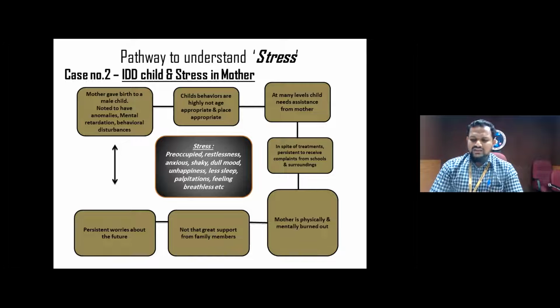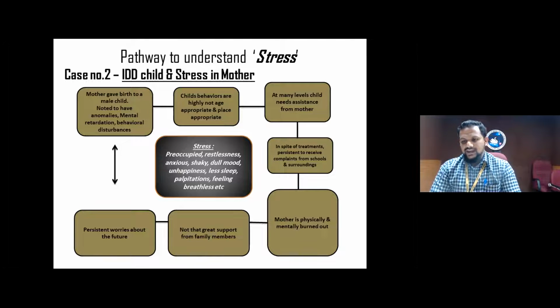So at many levels, the child needs assistance from the mother. In spite of treatment, she persistently receives complaints from school and the surroundings because of the child's behavioral disturbances. Okay, and so now what happened to the mother? The mother became physically and mentally burned out. She is not getting great support from the family members. There are persistent worries about the future, in terms of the child's life and hers. She has been in a state of stress, with preoccupation, restlessness, anxiety, shakiness, a dull mood, and unhappiness.